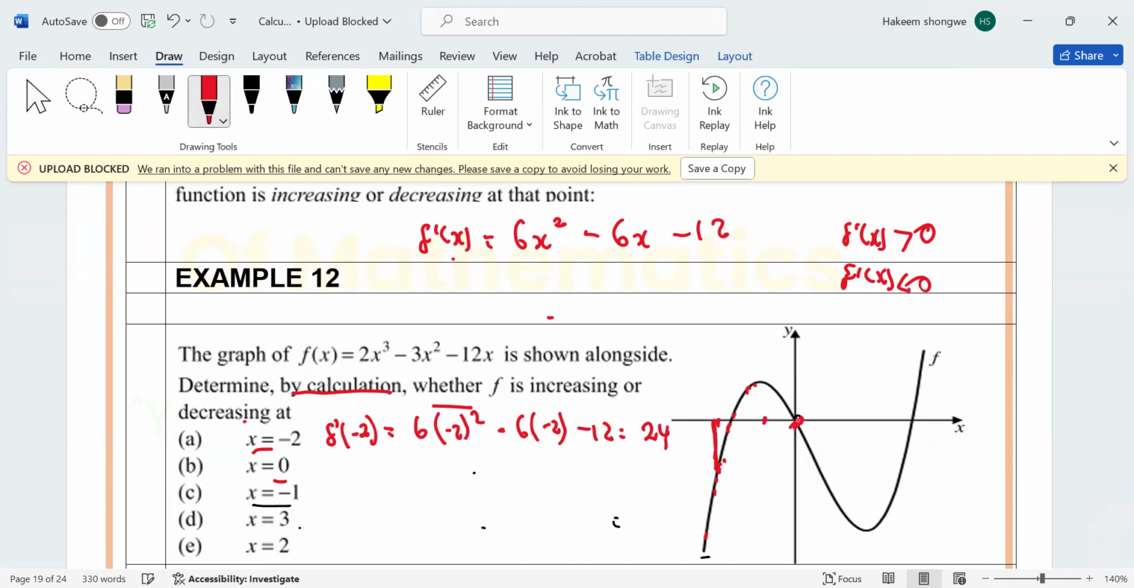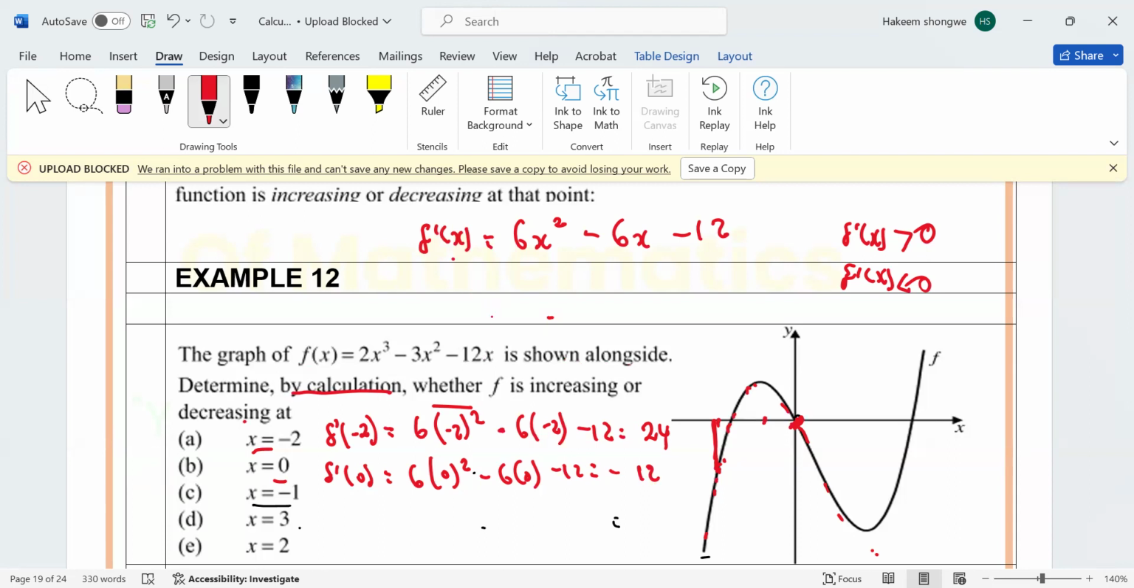Let's check 0 here. What do you think is happening to this graph here? Before, let's guess first. Is it increasing or decreasing? It's getting smaller. You can see it is going down here at 0, so the function is decreasing. But let's just confirm it. f prime of 0: 6 multiplied by 0 all squared, minus 6 multiplied by 0, minus 12. We get minus 12.